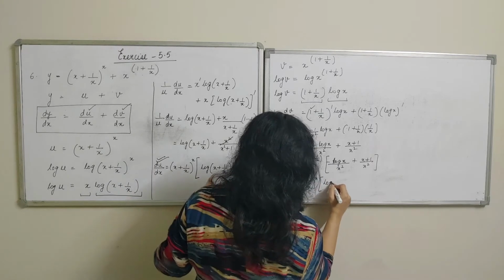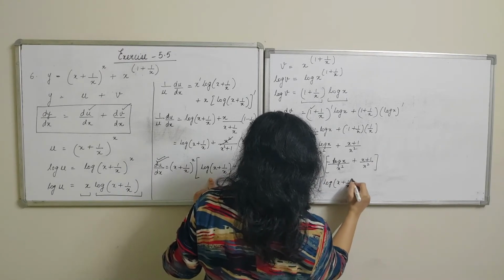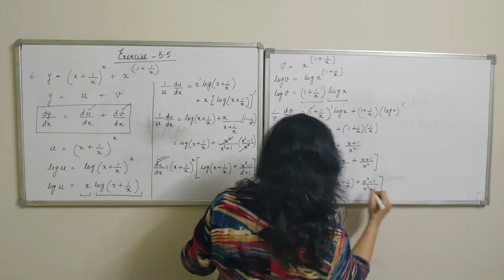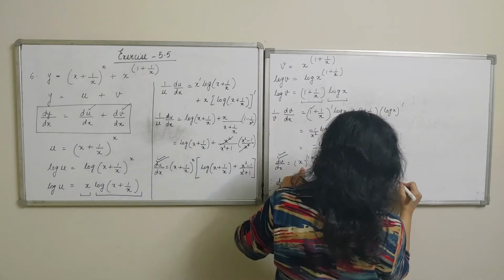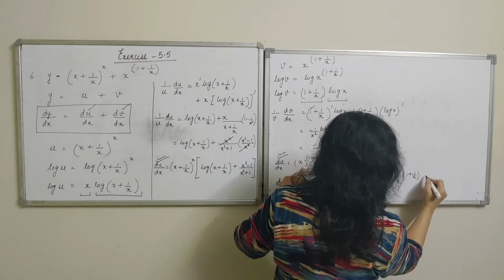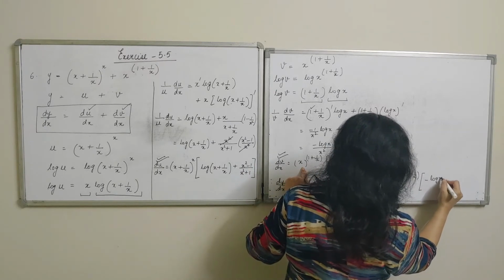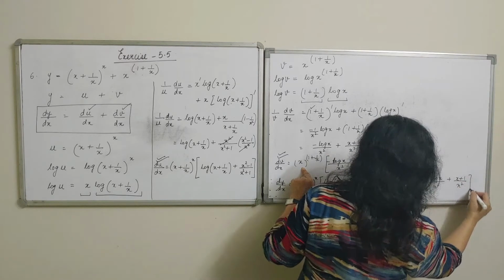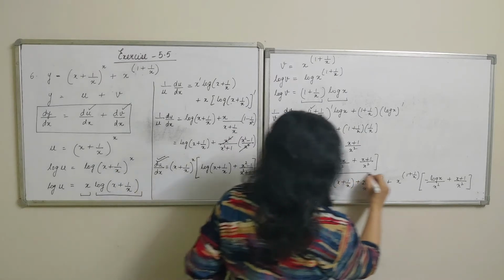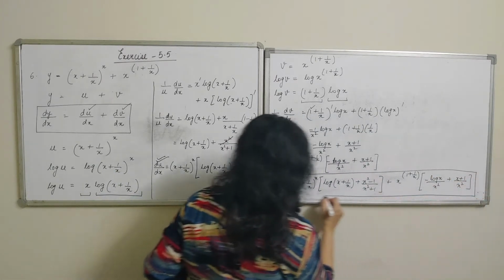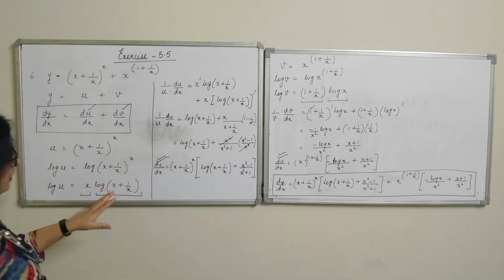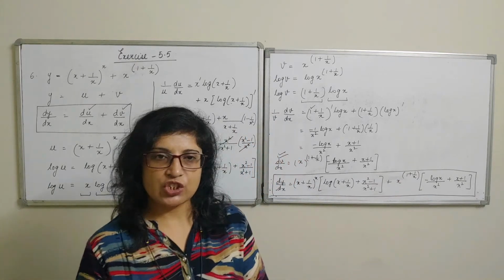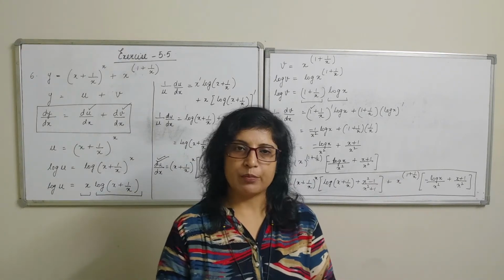The term in the bracket is log x plus 1 by x plus (x square minus 1) upon (x square plus 1) plus dv by dx, which is this, minus log x upon x square plus x plus 1 upon x square. So this is the final answer. You can see here, while we are differentiating, we are getting really big expressions, and differentiation will be possible only if we remember all the previous results.